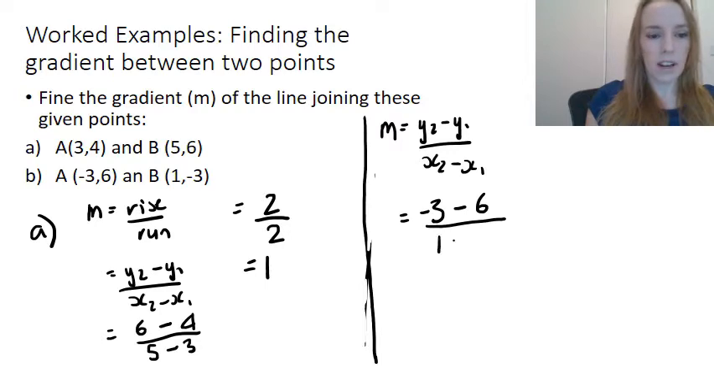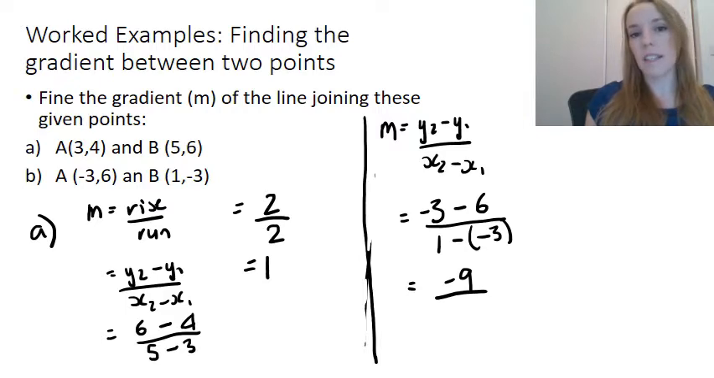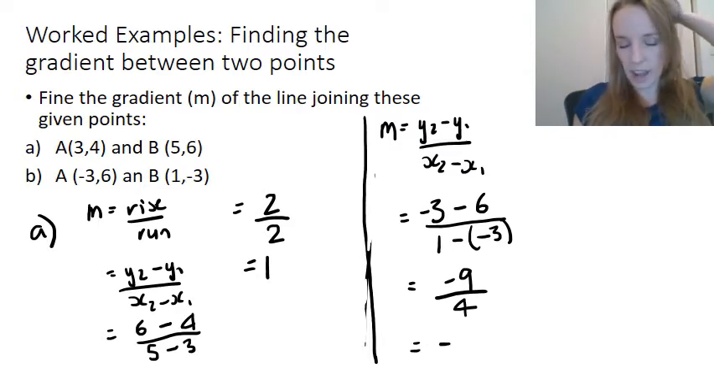x2 is 1 and x1 is -3. So negative 3 take 6 is negative 9. 1 take negative 3 is the same as adding, so it's the same as doing 1 plus 3, which is 4. So you've got negative 9 divided by 4. So a negative divided by a positive, we're going to have a negative answer there.